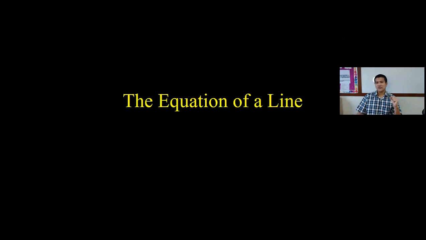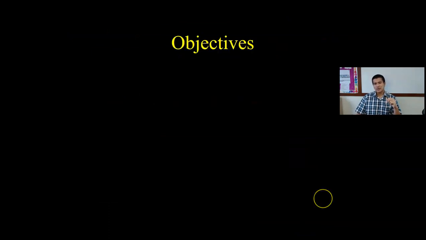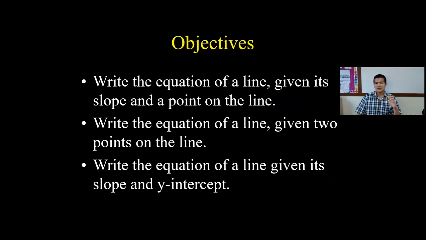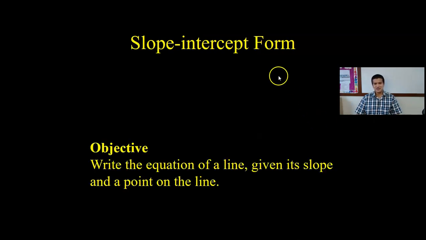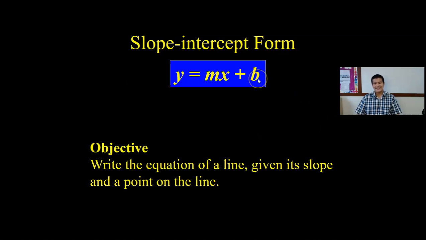So the equation of the line. What will be the equation of the line? Objectives. We have to write the equation of the line given its slope and points on the line, write the equation of the line given 2 points of the line, and write the equation of the line given its slope and y-intercept. Find the slope and y-intercept of a line given its equation. Write as well the equation of the line parallel or perpendicular to a given line through a given point. So slope-intercept, we have y equals mx plus b. Write the equation of the line given its slope and a point on the line. Okay?